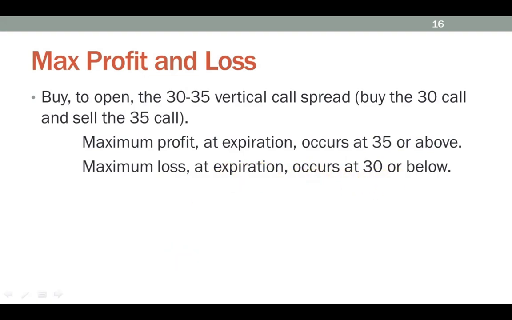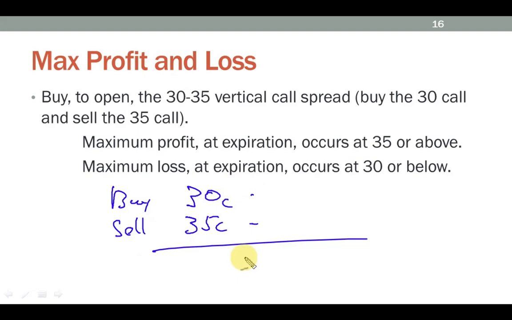So, as I said again, this is just going through another example. In buying the 30 calls and selling the 35 calls, remember, the whole spread is done for one debit, $1 debit, because that's what it's going to cost you right out of your account.